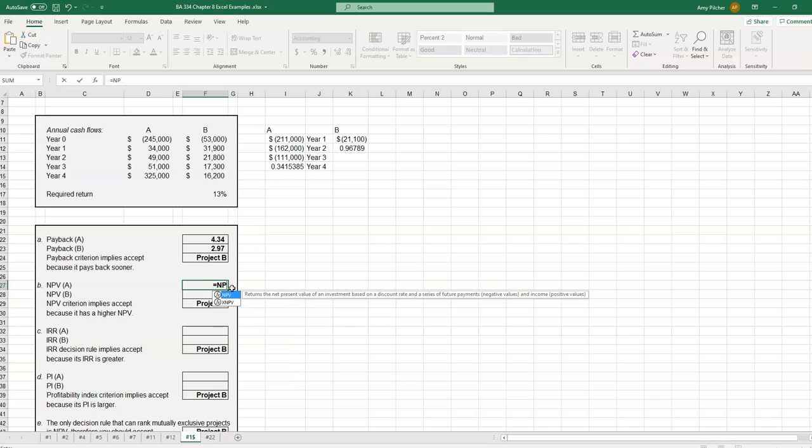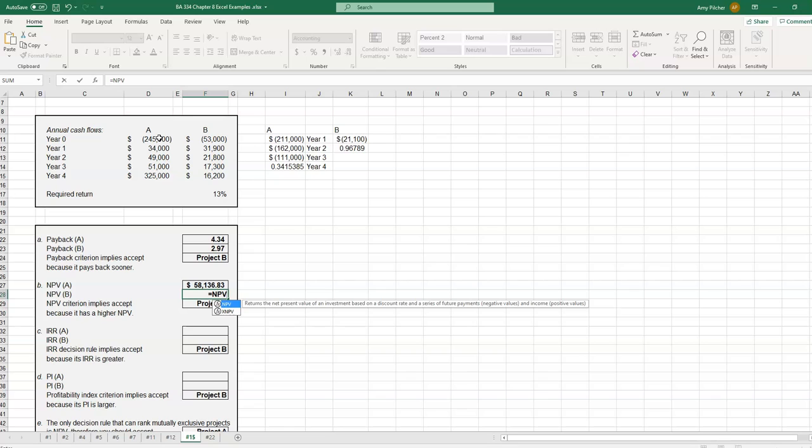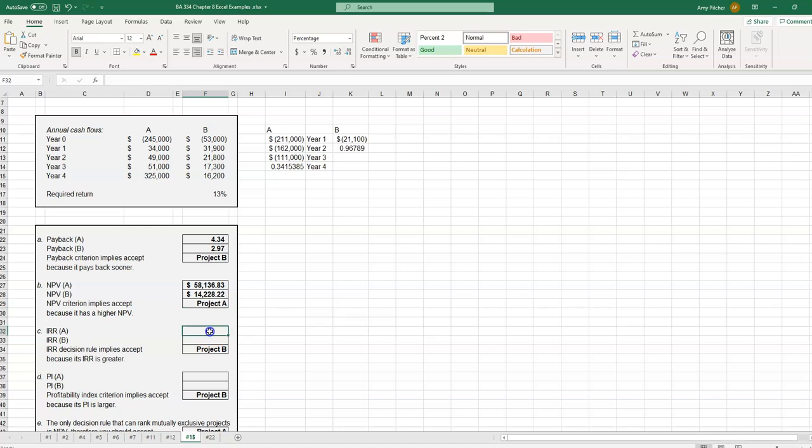The net present value of each project, so the rate is 13% for both projects, for cash flows plus the initial cost. So our net present value formula, 13% rate, project B's cash flows, and then we add project B's initial cost. Calculate the internal rate of return for each project.